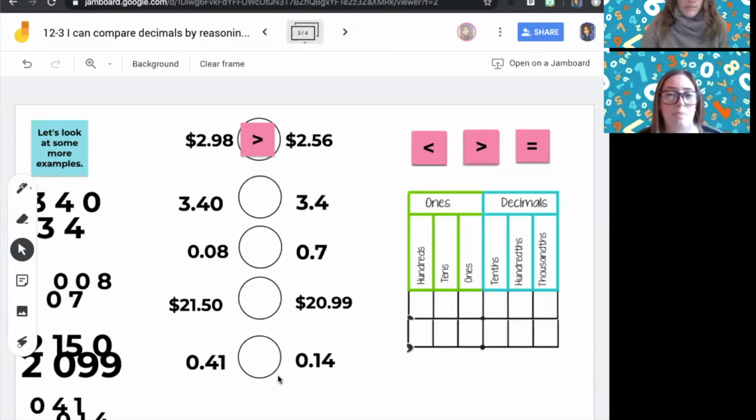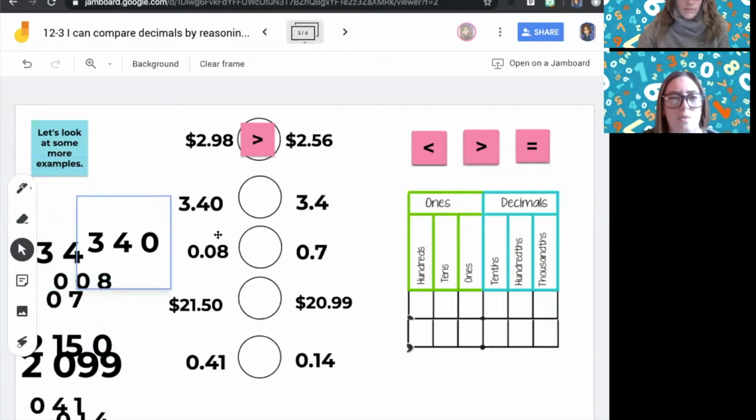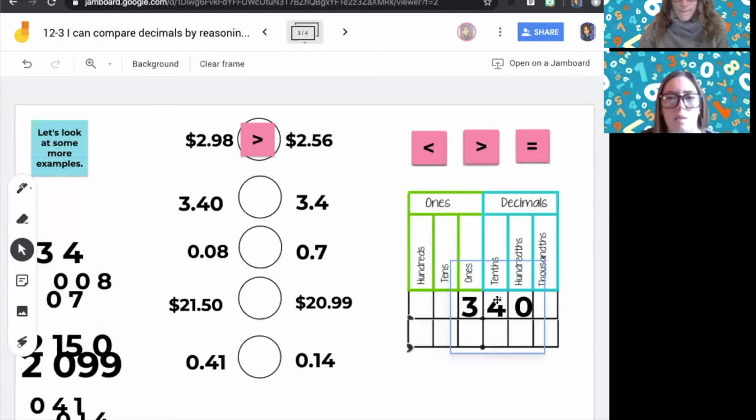Let's try another one. Here we have 3 and 40 hundredths and 3 and 4 tenths. Let's plug those into the place value chart.